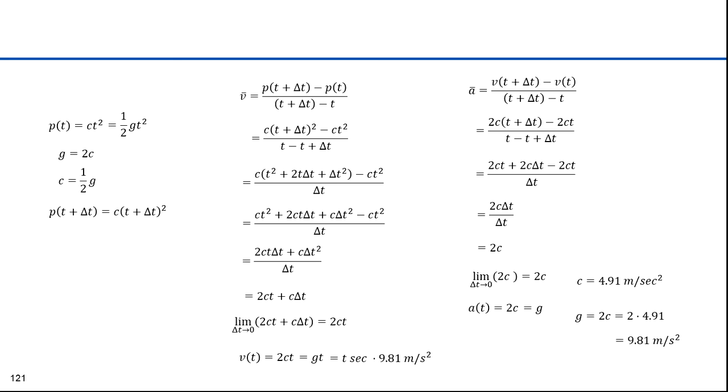Newton devised a notation for derivatives. The derivative of the equation for position is velocity. Newton expressed that this way: p primed of t equals v of t. Likewise, v primed of t equals a of t.